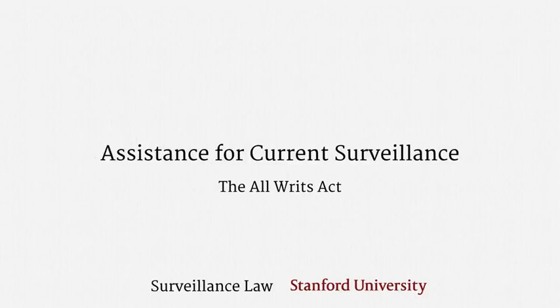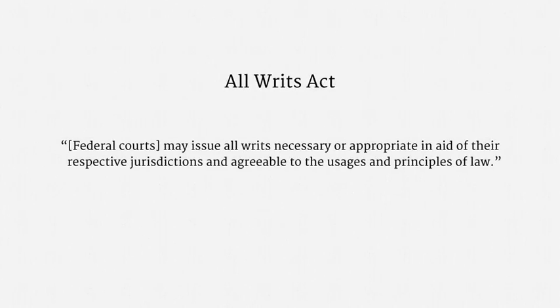Welcome back. This lecture rounds out our discussion of compelled assistance for current surveillance with a quick look at the All Writs Act. As background, a writ is simply a formal legal order. And the All Writs Act provides that federal courts may issue all writs necessary or appropriate in aid of their respective jurisdictions and agreeable to the usages and principles of law. If the name and text sound old, well, that's because they are.